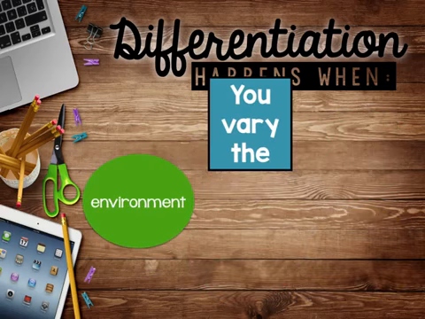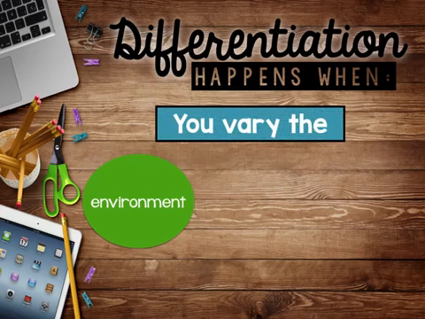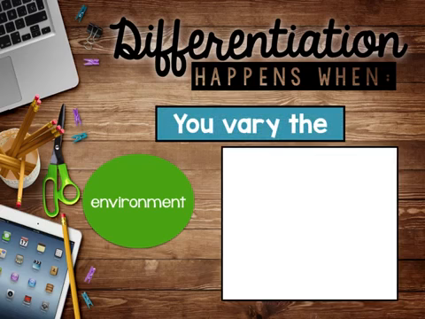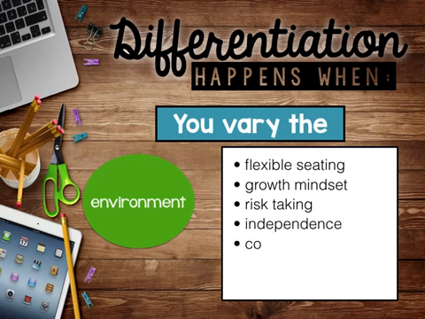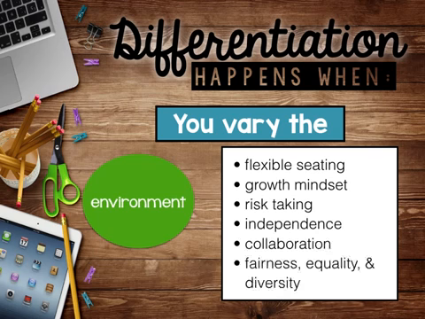When you vary the environment in your classroom, you can change both the physical things or the habits and routines of what's happening in your classroom. You can use strategies such as flexible seating to allow students to work where they're most comfortable. You can establish a growth mindset to help students understand learning as a series of goals to be accomplished instead of grades that they'll achieve. Students can develop risk-taking skills, independent thinking, and collaboration skills as they co-construct their learning with the assistance of their classroom community.